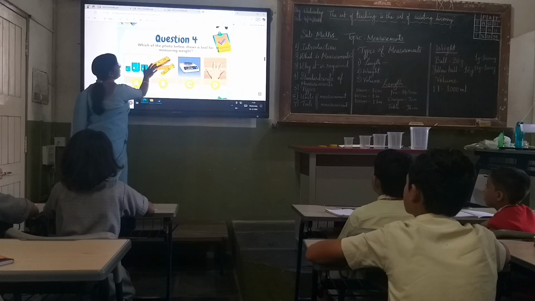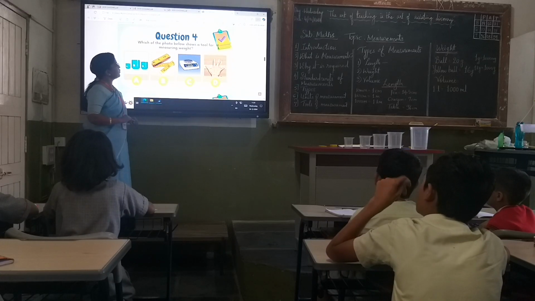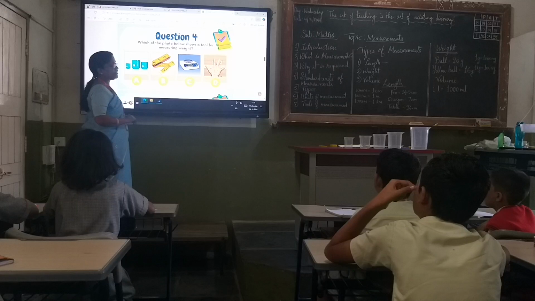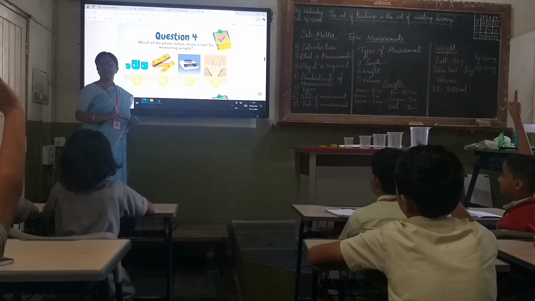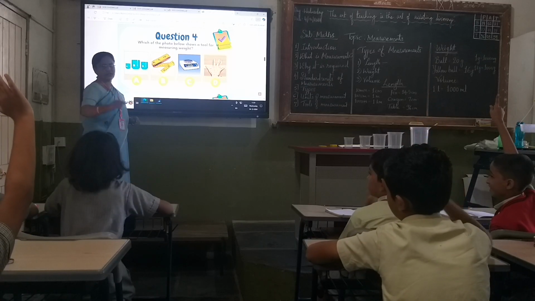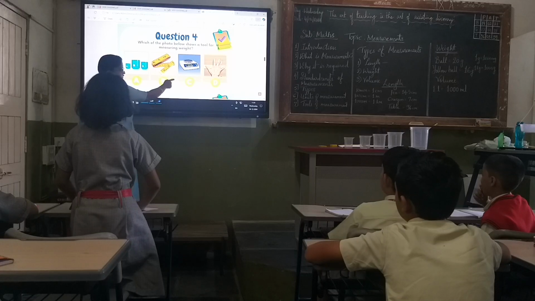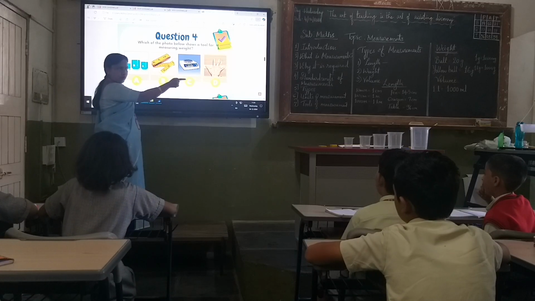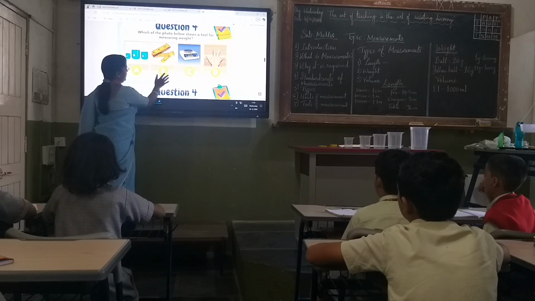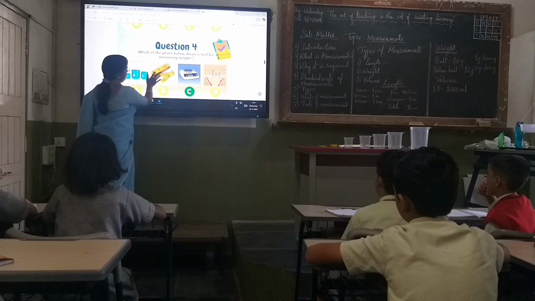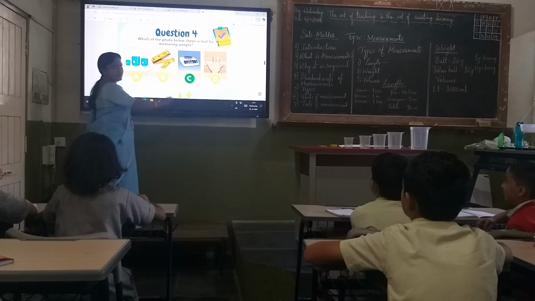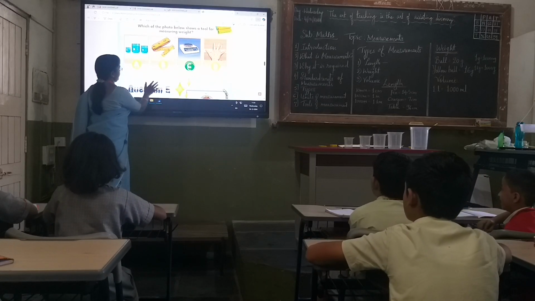Now question 4. Which of the photos below shows a tool for measuring weight? Yes, Shreya. Option C. So this is the tool. Just now you saw, no? We use it for measuring the weight. We check this. Yes, the answer is option C.